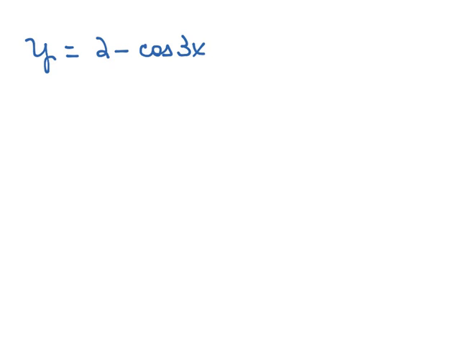Our final graph is y equals 2 minus the cosine of 3x, or another way to write this would be y equals negative cosine of 3x plus 2. So I can see that our amplitude is equal to 1. It is multiplied times a negative 1, though, which means that my graph's going to be flipped upside down.